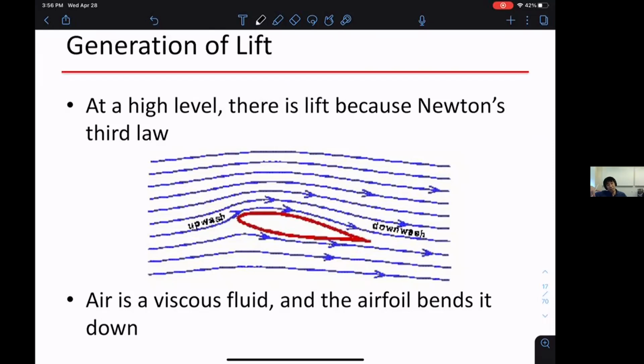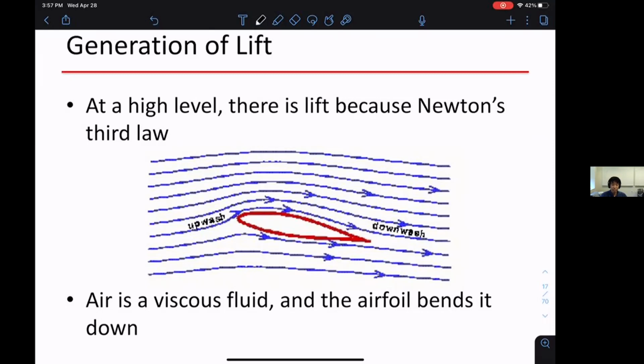You're bending air downwards. Because you're bending air downwards, something has to push up, right? So that creates an equal and opposite force pushing up. So for the airplane, that's the way lift is generated, because of Newton's third law acting on air. It's really not a pressure difference per se. Right? There's some pressure difference, but that's very small compared to the action coming from Newton's third law.